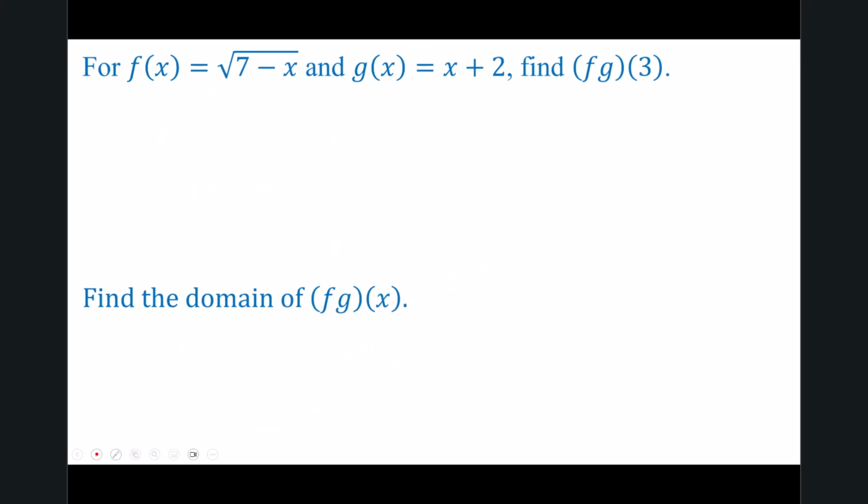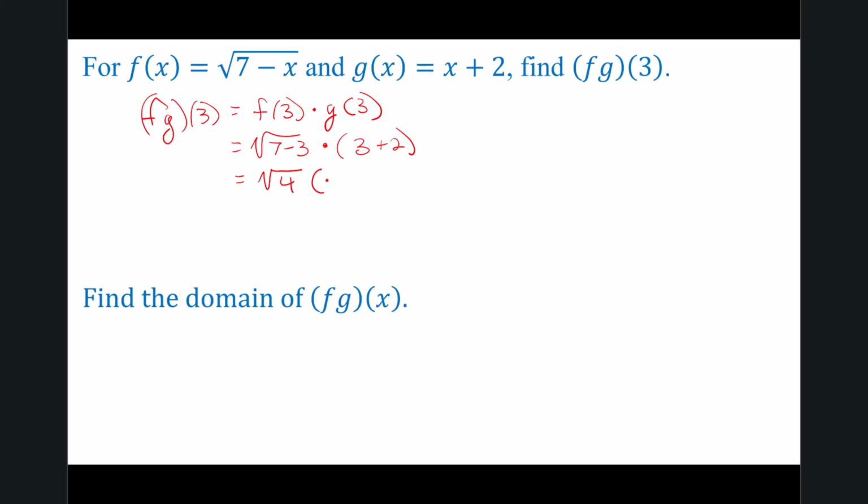For f of x equals the square root of 7 minus x, and g of x equals x plus 2, let's find f times g of 3. So f times g of 3 equals f of 3 times g of 3. So f of 3 would be the square root of 7 minus 3, and then times g of 3 would be 3 plus 2. So we have the square root of 4 times 5, which is 2 times 5, or 10. So f times g of 3 equals 10.